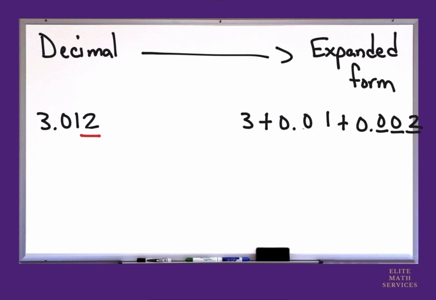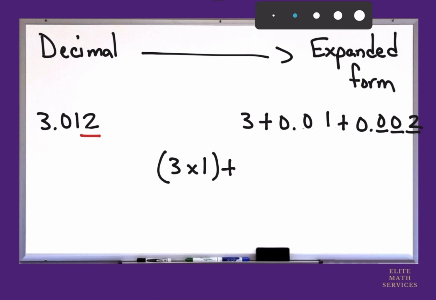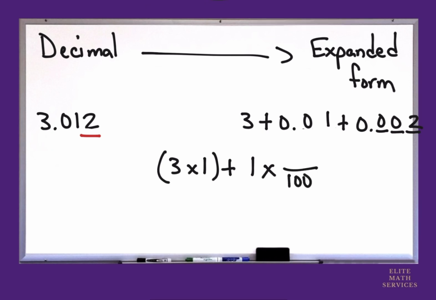Now we can further expand this in expanded form. 3 is also equal to 3 times 1. We're going to go ahead and put that in parentheses. Then we're going to add the next decimal. We're going to take out our whole number, which is the only number there, which is 1. 1, we do our multiplication sign, and this 1 is in the hundredths place, so that becomes our denominator. So we have 100 as our denominator, and then our default number for our numerator is going to always be 1. Make sure we put that in parentheses.